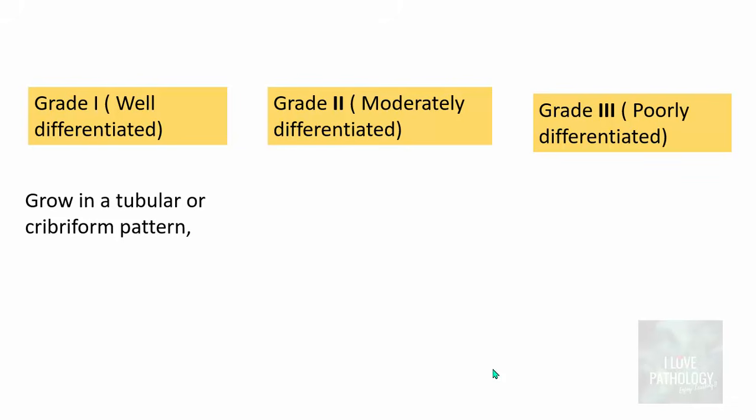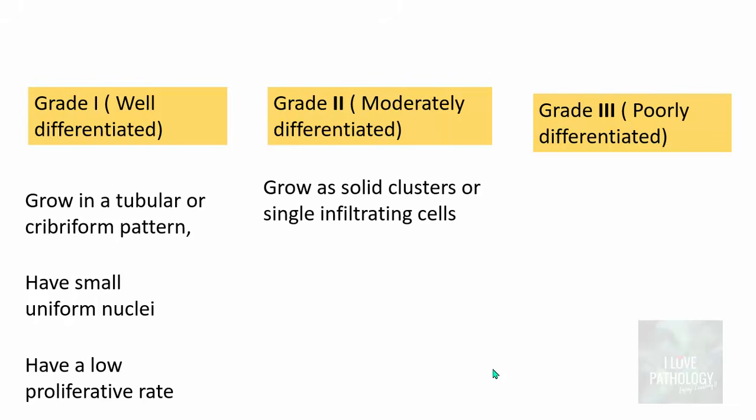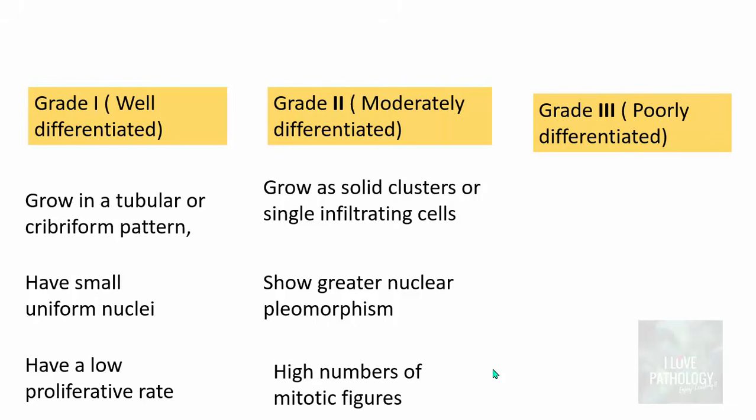In the grade 1 tumor, the tumors predominantly grow in a tubular pattern or a cribriform pattern. They have very small uniform nuclei and a low proliferative rate. The mitotic index will be very low. Whereas grade 2 tumors grow as solid clusters or single infiltrating cells. They show greater nuclear pleomorphism and also have a high number of mitotic figures.